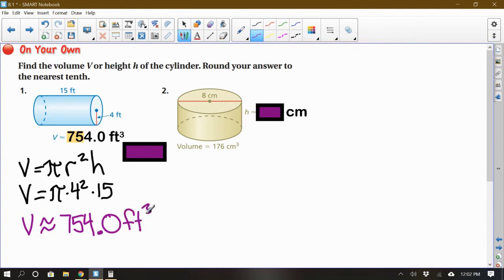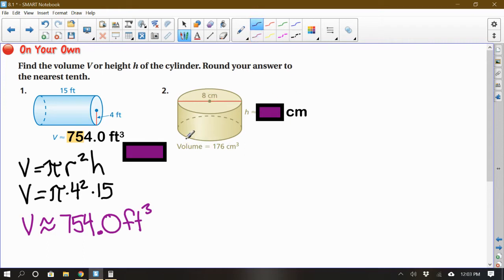Feet cubed. And that's another thing. Since we're doing volume, our final answer with its unit would be feet cubed. Squared is the unit you use when we're finding area, but cubed is what we write when we're finding volume: how much space takes up the inside of our three-dimensional shape. Let's give another one a try here.